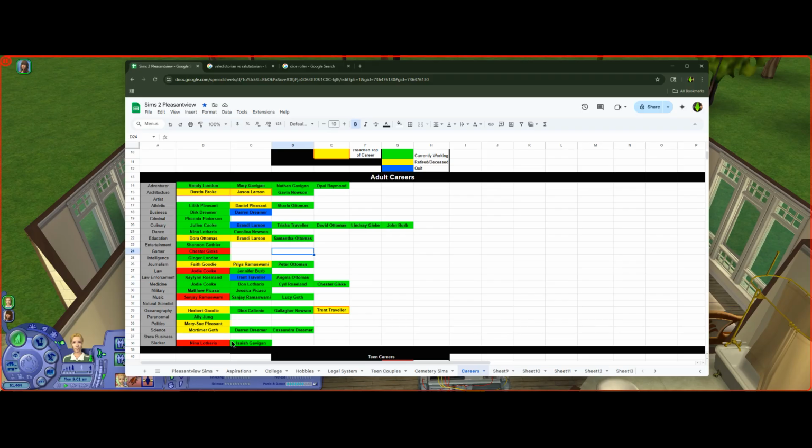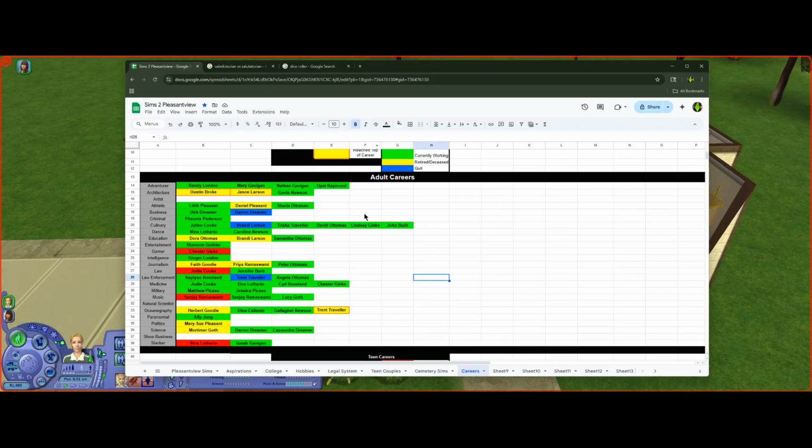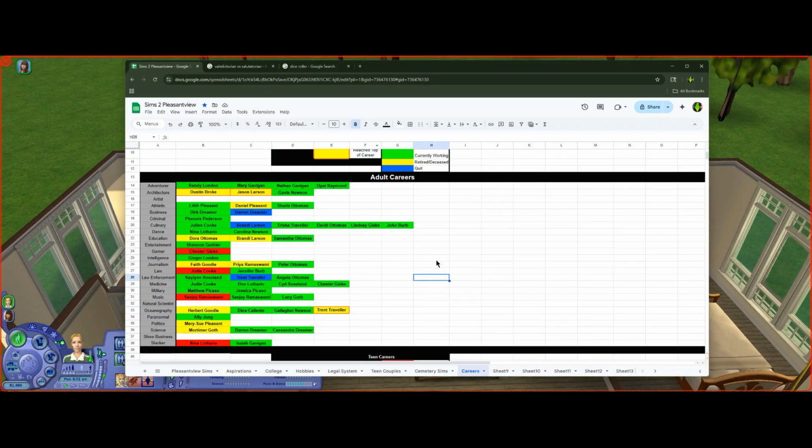I wanted to see what exactly is going on in my Pleasantview when it comes to careers, and what's the most popular career, what careers my Sims haven't been employed in yet. So yeah, that's basically the whole gist of this. And so far, it looks like most of my Sims are in the culinary career at this point in time.